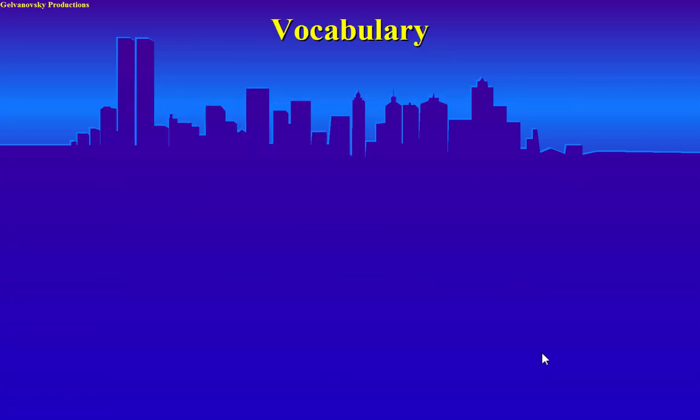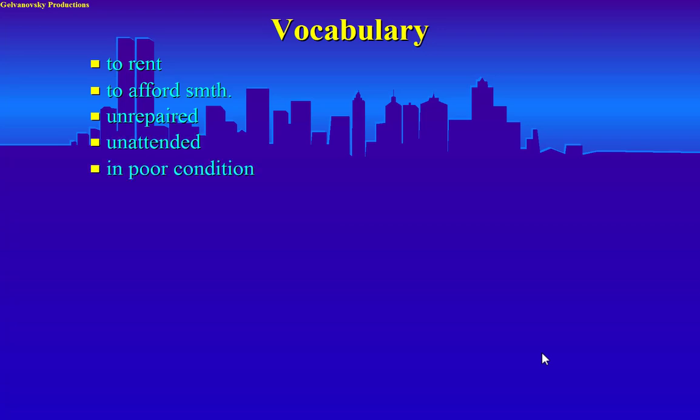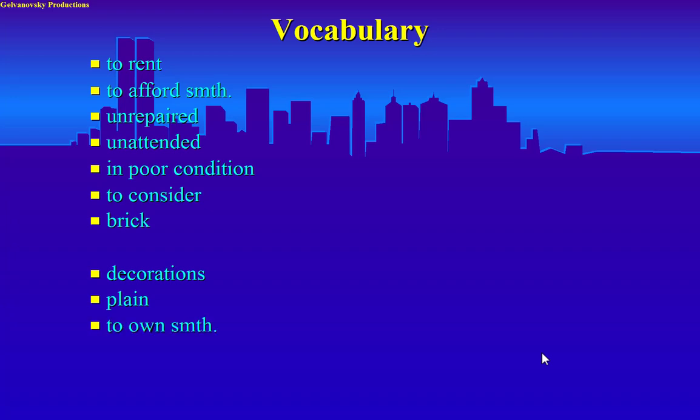First, we'll talk about the vocabulary that you will need for the video. To rent. To afford something. Unrepaired, unattended, in poor condition. To consider. Brick. Decorations. Plain. To own something. Cozy. Thatched roof. Now, to rent is to pay to live in a house.